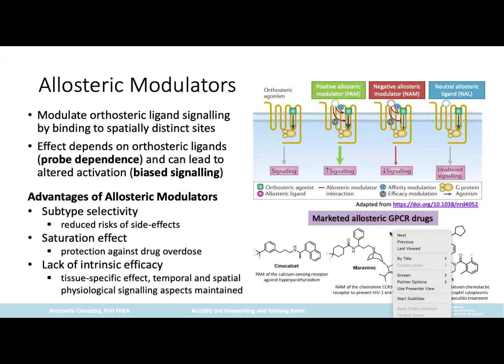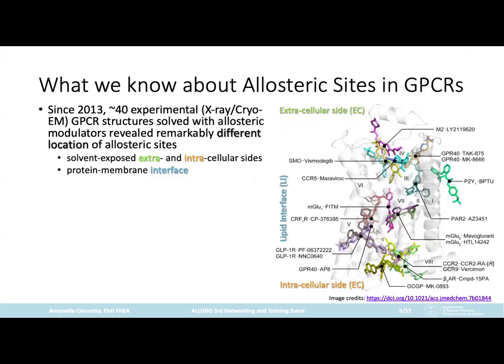And so until a few years ago, the reason why the rational design of allosteric modulators has been hampered in GPCRs is because we had no idea where the allosteric binding sites were. We started having the first evidence from structural biology in 2013 with the muscarinic M2 receptor in complex with an orthosteric agonist and an extracellular PAM.